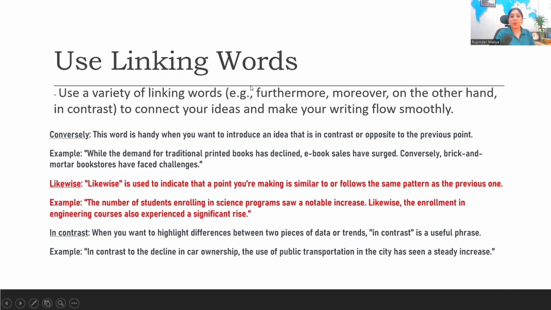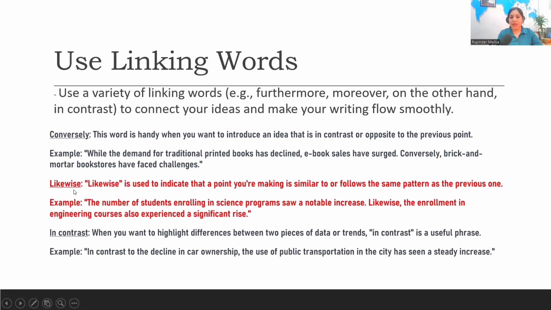Another key point is to use linking words. Good linking words must be used in Task 1. Generally, students are able to write furthermore, moreover, on the other hand, but you can also use conversely. Like, it's handy when you want to introduce an idea that is in contrast or opposite to the previous point. Example, while the demand for traditional printed books has declined, e-book sales have surged. Conversely, brick and mortar bookstores have faced challenges.